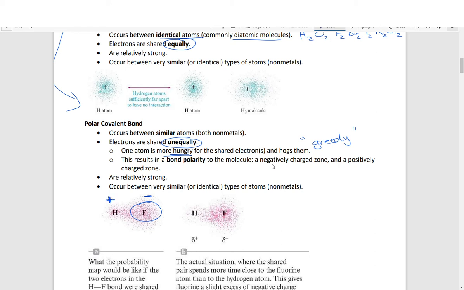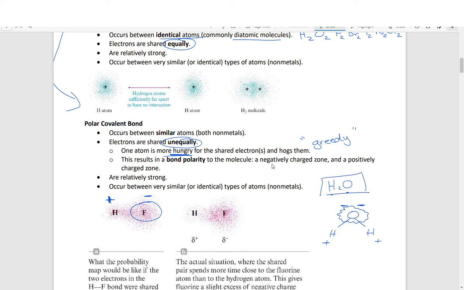The classic example of this is water. Water is from beyond the step where it bonds with a covalent bond, but because oxygen is so much greedier for the electrons than hydrogen, if we take a look at the water molecule, you end up with the electrons around the oxygen for more of the time, which results in a negatively charged region and a positively charged region. That polarity is really important when we talk about water.